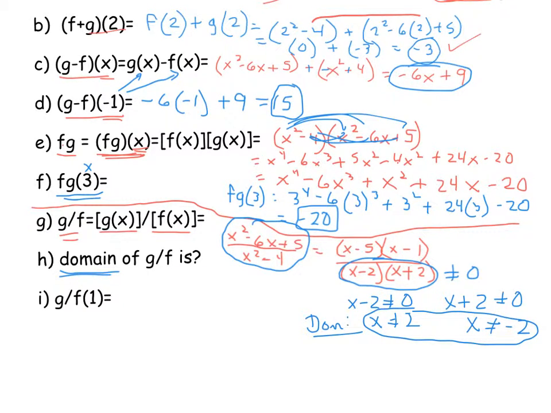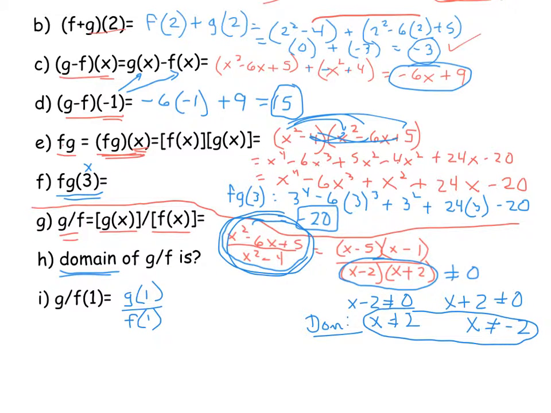Okay, finally, to wrap this section up, g divided by f of 1 is g of 1 divided by f of 1. Or I can take my actual function, this one, and I can fill in 1 in the numerator and denominator. Okay? Doesn't make any difference. It all works out the same way.